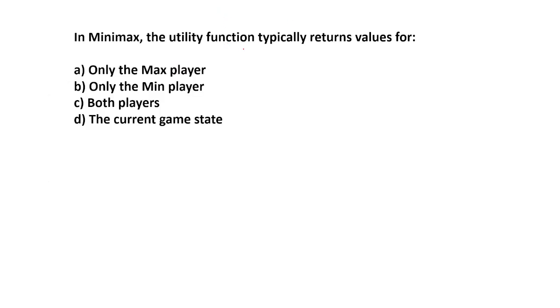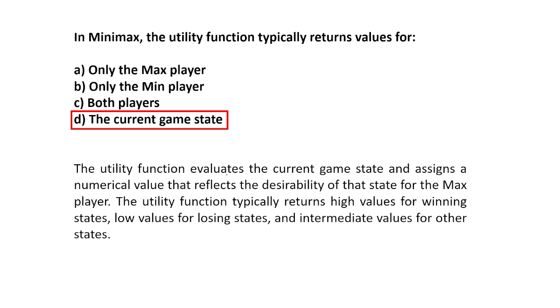In min-max, the utility function typically returns values for what? Whenever we talk about the utility function in min-max or any game-based algorithm, the options are: only the max player, only the min player, both players, or the current game state. So it always gives us the current game state. The utility function evaluates the current game state and assigns a numerical value that reflects the desirability of that state for the max player. Okay, it always works for the max player.